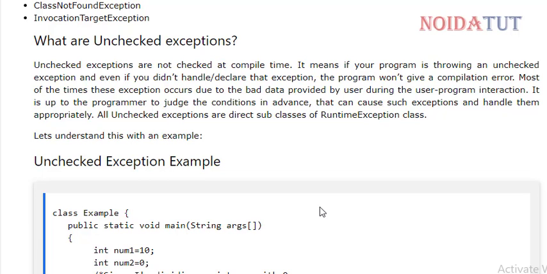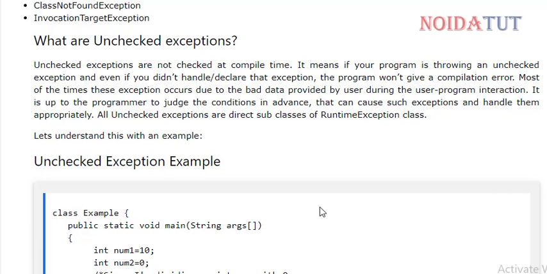Now unchecked exceptions are not checked at compile time. This means that if the program is throwing an unchecked exception, and even if you don't handle or declare that exception, the program won't give a compilation error. Most of the time, these exceptions occur due to bad data provided by the user during the user-program interaction. Now it is up to the programmer to judge the conditions in advance that can cause such exceptions and handle them appropriately.